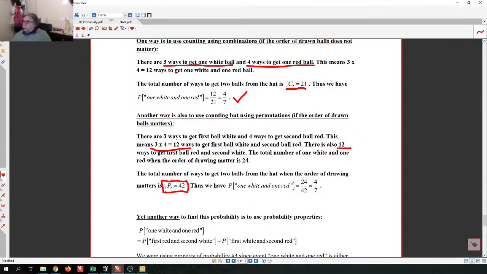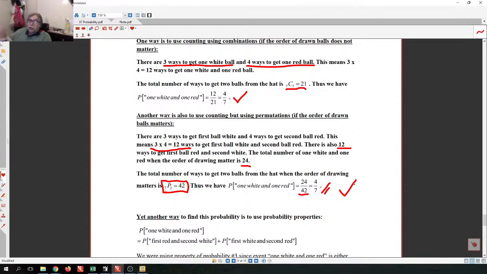So you have 4 ways to get the first ball red, and 3 ways to get the second ball white. There will be 4 times 3, which is 12. So the total number of ways to get a first ball and then a second ball of different color is 24. That makes it 24 out of 42. 24 is with 2 different colors, and 42 is the total number of ways to get 2 different balls. If you divide up and down by 6, you get 4 out of 7. Again, the answer is of course the same.